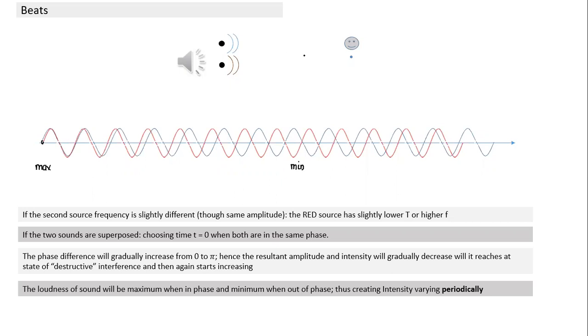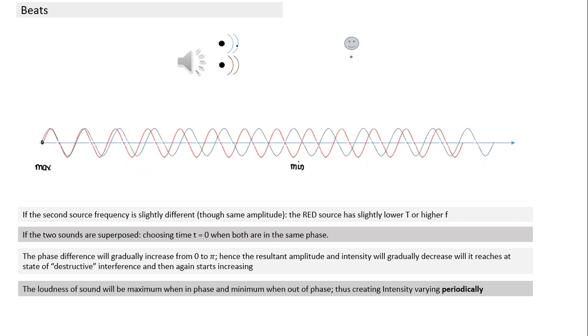So in case of beats, an important point we understood: unlike other cases, it's not constructive interference or destructive interference alone. The phase difference will keep varying. So there'll be constructive interference followed by destructive, followed by constructive, and in between, the phase difference will keep varying. Hence, amplitude and intensity keep varying periodically. If two frequencies are given, we can calculate at what periodic interval intensity will vary.